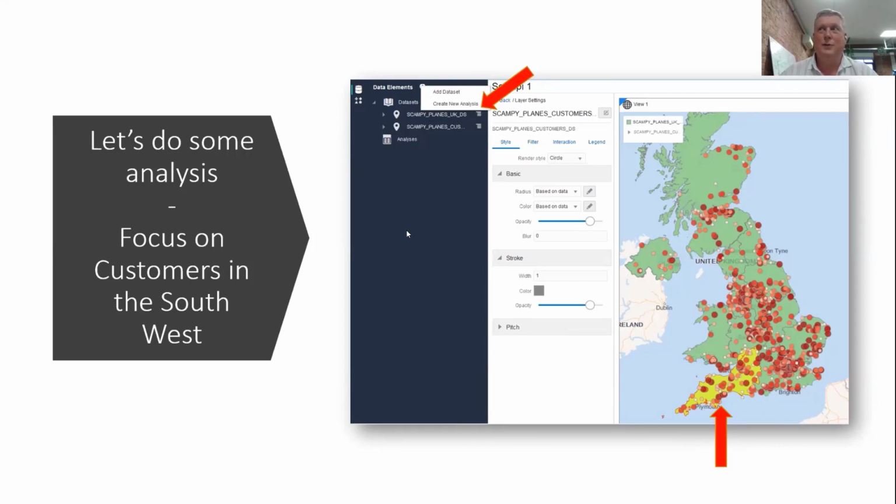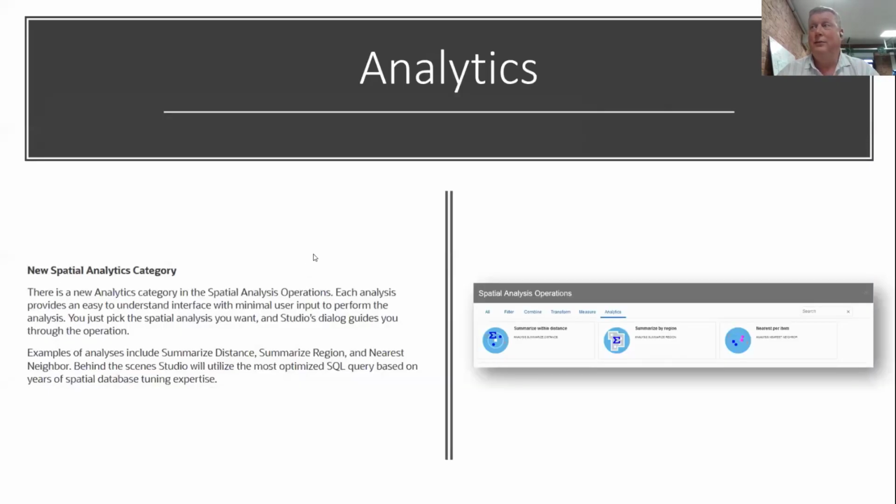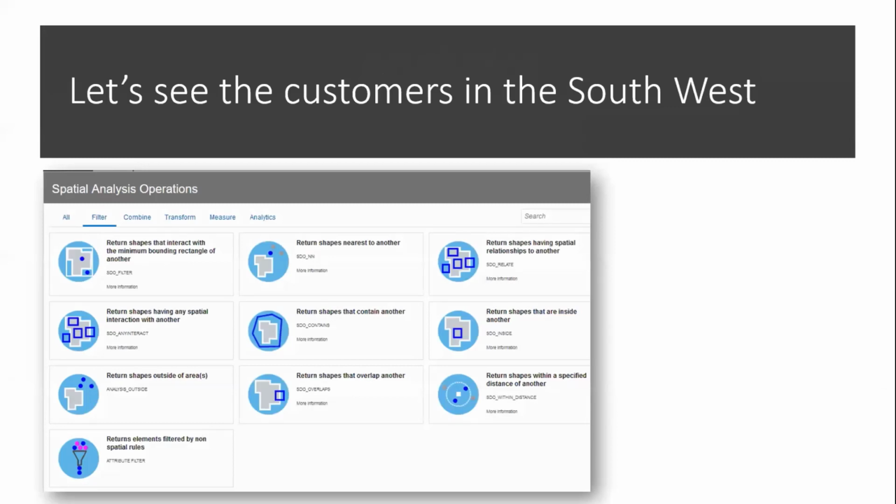Now don't be shocked at the next page, because there's a lot of analyses that we can do. They're split into different types of filtering, measurements, different sorts of things. It's quite a nice thing to look through and see the different analyses that we can do, because it gives you quite a range of things that interact with each other. We're going to pick a couple of these out to create some new data sets. If I'm just looking at the filter ones, if I want to see the customers in the Southwest, I've had a look at all of these and I thought, well, I think the way to do it is return shapes that are inside another.